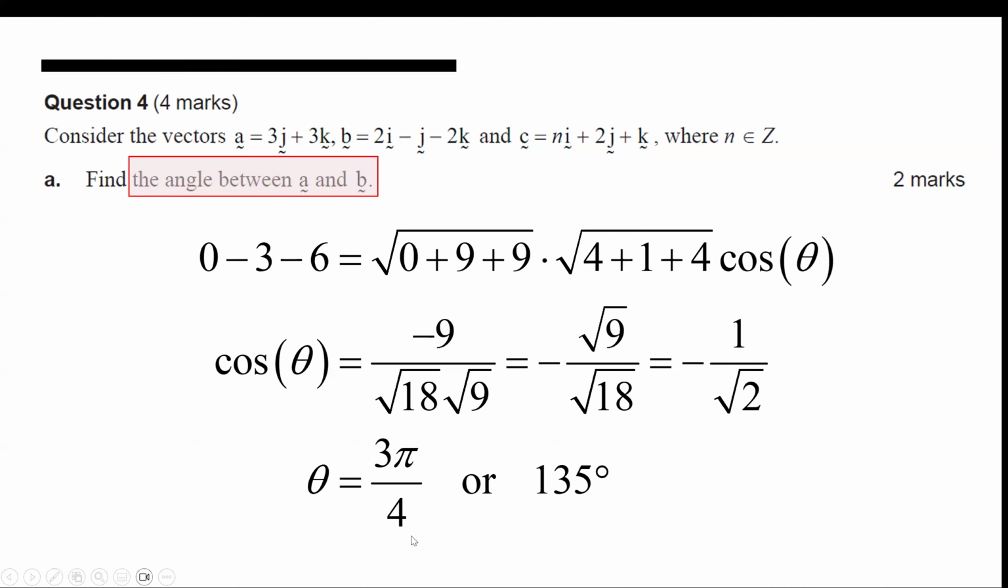Of course, we don't want to say 5 pi over 4, even though it's the reflex angle. By convention, when we talk about the angle between two vectors, we want to find anything between 0 to pi, or 0 to 180 degrees. If you prefer degrees, please make sure you write degrees, okay? Not just 135 without unit specified. We don't know if it's 135 radians or 135 degrees.